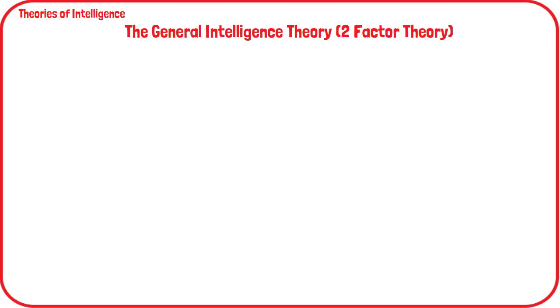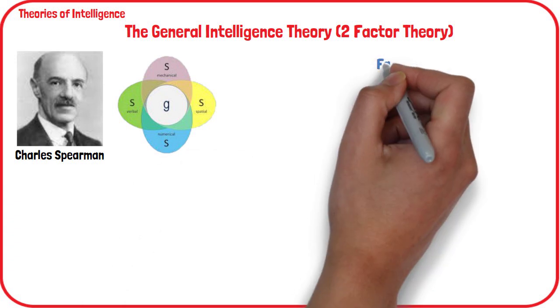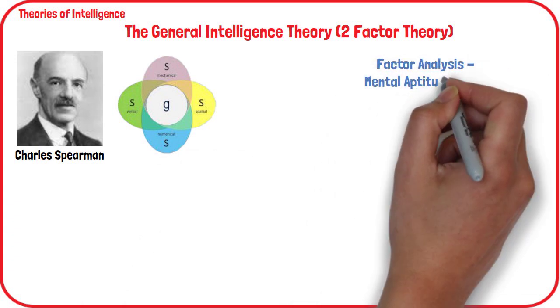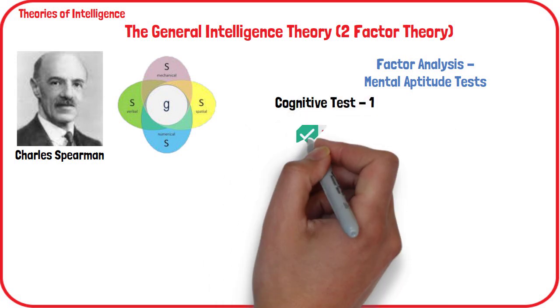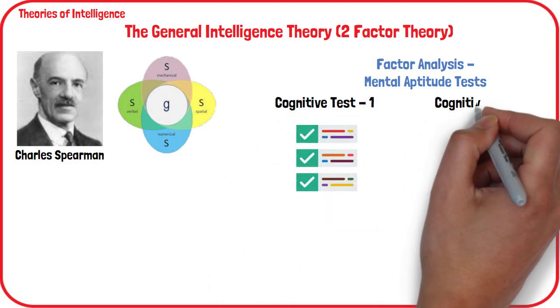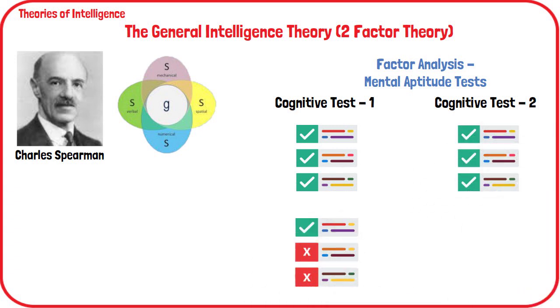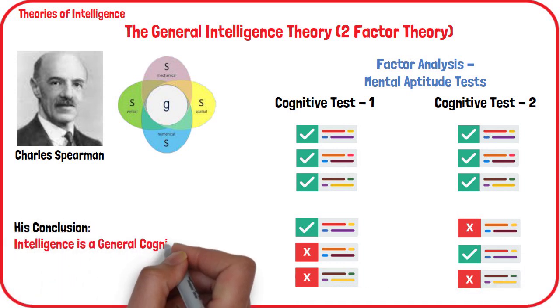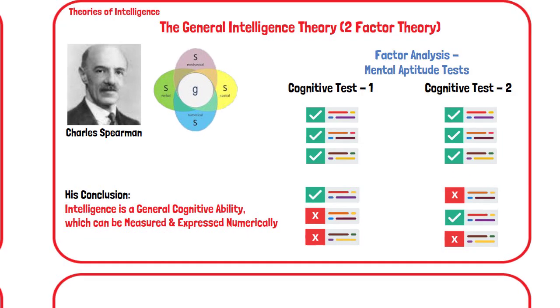The general intelligence theory. Psychologist Charles Spearman described the concept of general intelligence, or the G factor. After using factor analysis to examine mental aptitude tests, Spearman concluded that scores on these tests were remarkably similar. People who performed well on one cognitive test tended to perform well on other tests as well, while those who scored poorly on one test also scored poorly on others. He concluded that intelligence is a general cognitive ability that researchers can measure and express numerically.